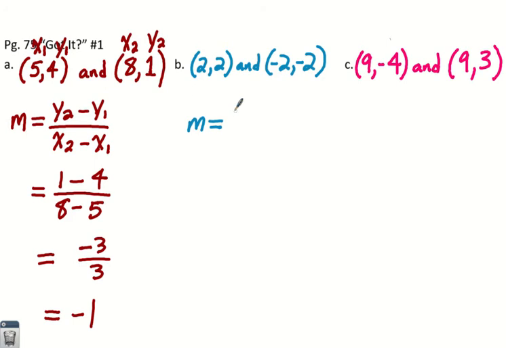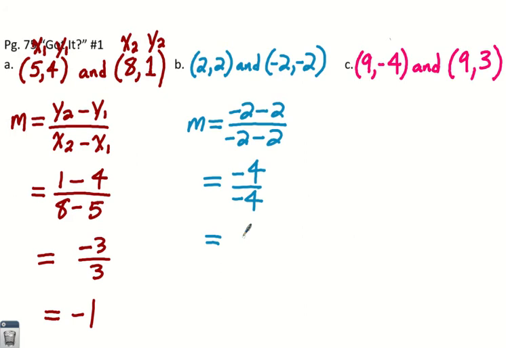So here there's my y2, there's my y1. So negative 2 minus 2. And there's my x2, there's my x1, which is the same thing as the top. And so we're going to get negative 4 over negative 4, and negative 4 divided by negative 4, it's clean division. It's not just reducing a fraction, it's clean division. It's going to be positive 1.